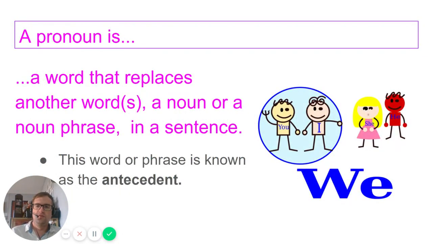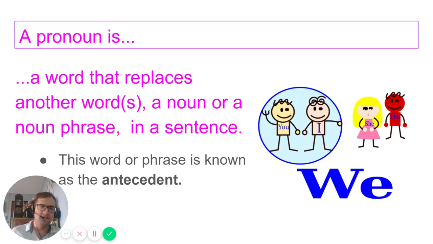Okay, so what is a pronoun? Basically, a pronoun is a word that replaces another word or words, usually a noun or a noun phrase within a sentence. This word that is replaced is often referred to as the antecedent.